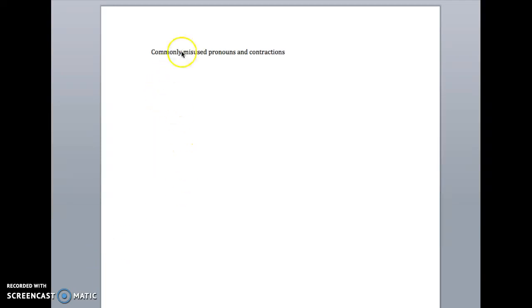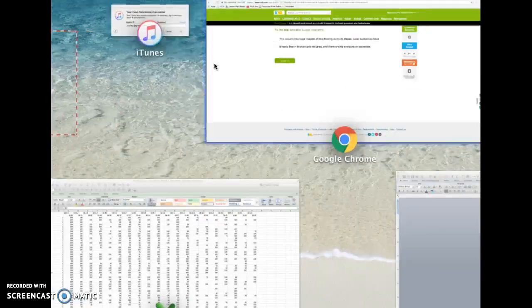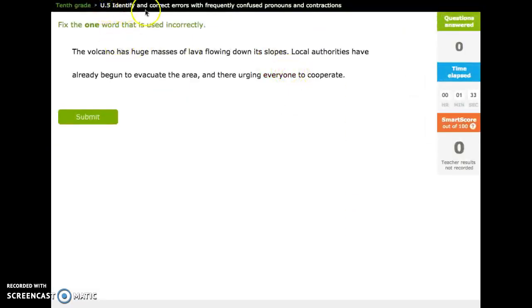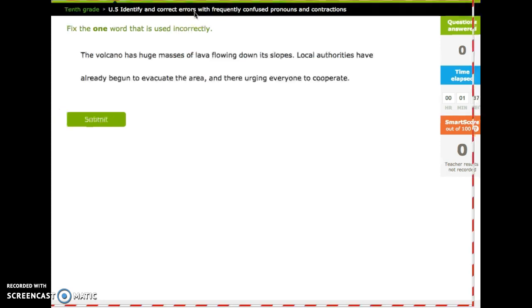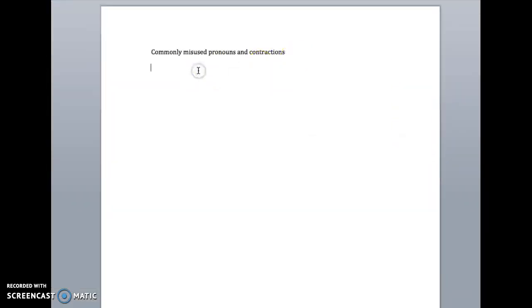Okay, we're going to talk about commonly misused pronouns and contractions, and this relates to IXL's U.5 proficiency. Okay, so let's start by breaking down each of these words. There's pronouns, and then there's contractions. Okay, pronoun.